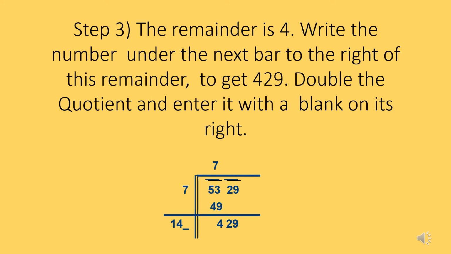Again I am repeating here, with the remainder 4, we have to bring down the second group of the 2-digit number, that is 29, just with the remainder, to make the number 429. To divide it, we again have to find the divisor. It will be the double of the quotient with a blank at the rightmost side. So the divisor will be 14 blank.